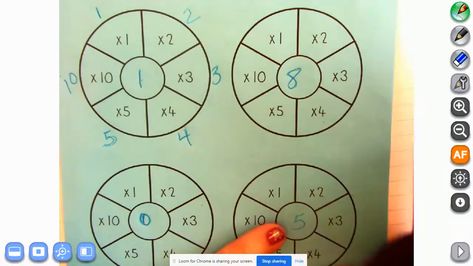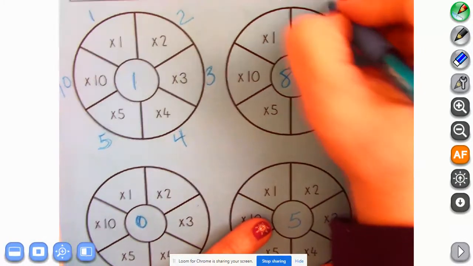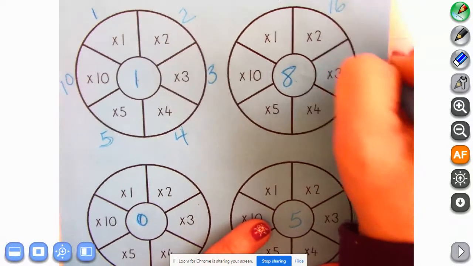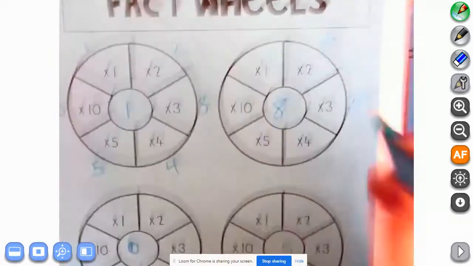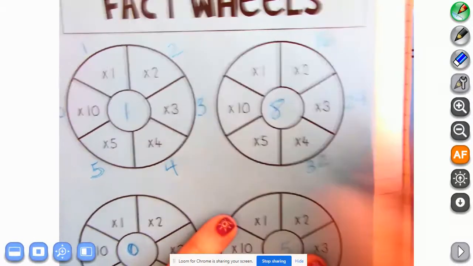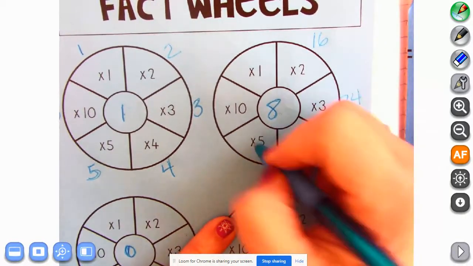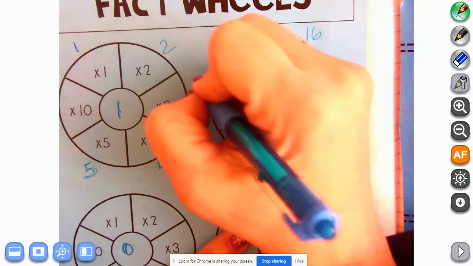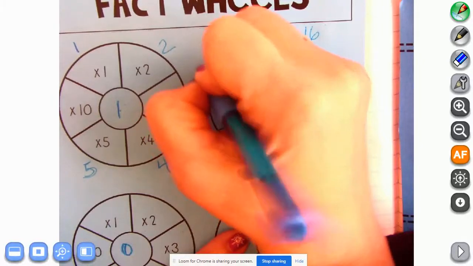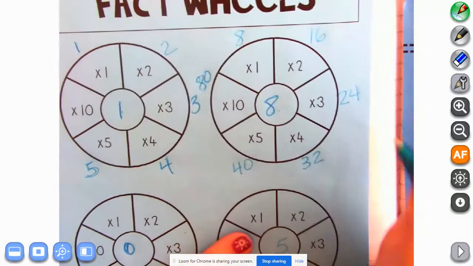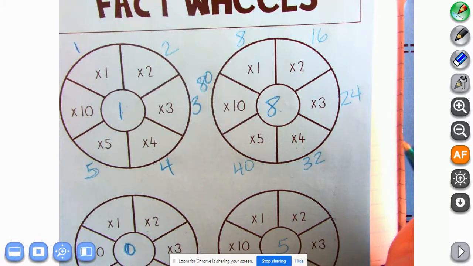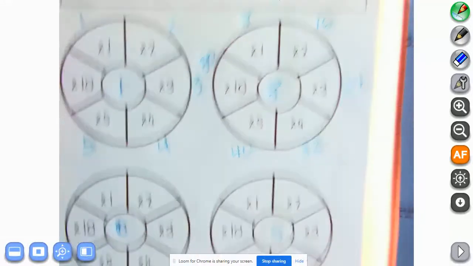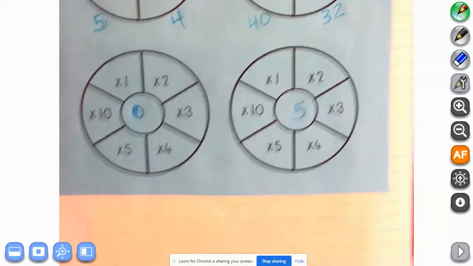All right, let's move over here to 8. 8 times 2 is 16. 8 times 3 is 24. 8 times 4 is 32. 8 times 5 is 40. 8 times 10 is 80. And 8 times 1 is 8. Okay, make sure you get that written down. If you need to pause it, you can. If you needed to borrow some of mine, or if you did the same numbers.